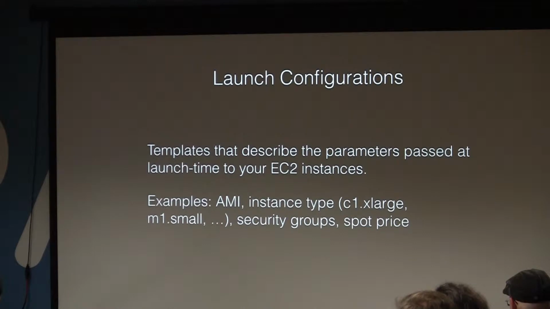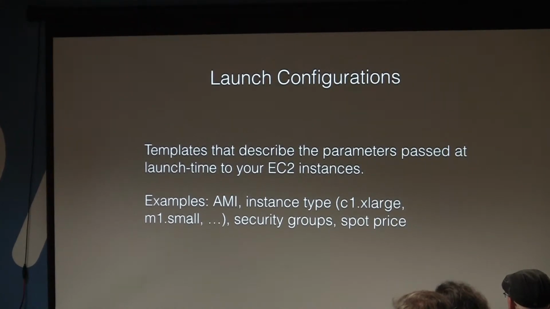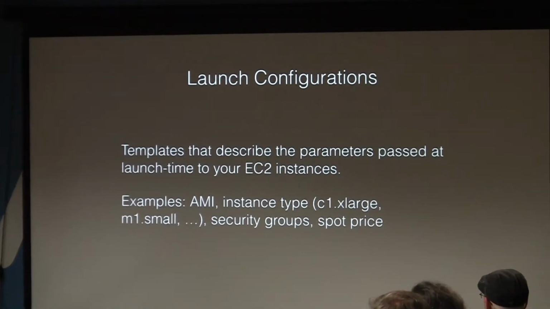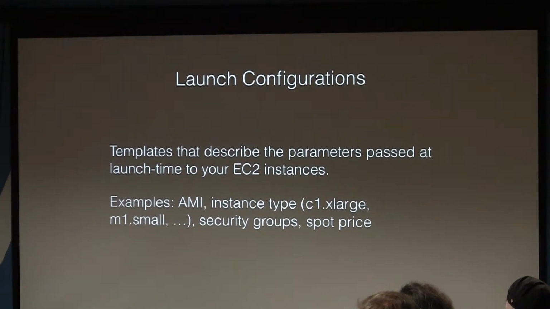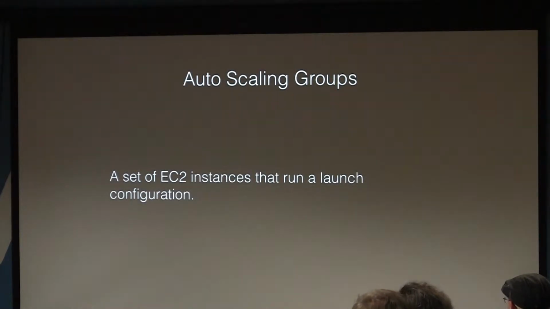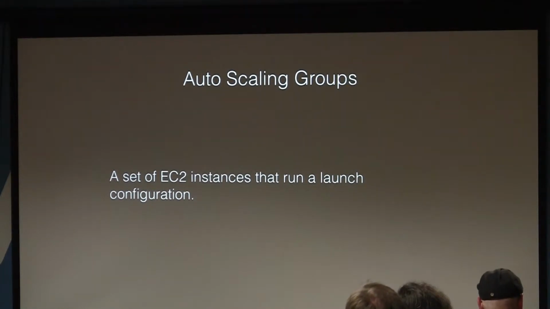The first one, launch configurations, are templates that describe parameters passed at boot time to your EC2 instances. These are things like, what image do I boot off of? How big is my instance going to be? You can even define things like spot price if you're going to take advantage of the spot pricing auctioning service that Amazon offers. So the next component is the autoscaling group itself, and this is basically just a set of EC2 instances that run a launch configuration. I'll get to those in more detail later.